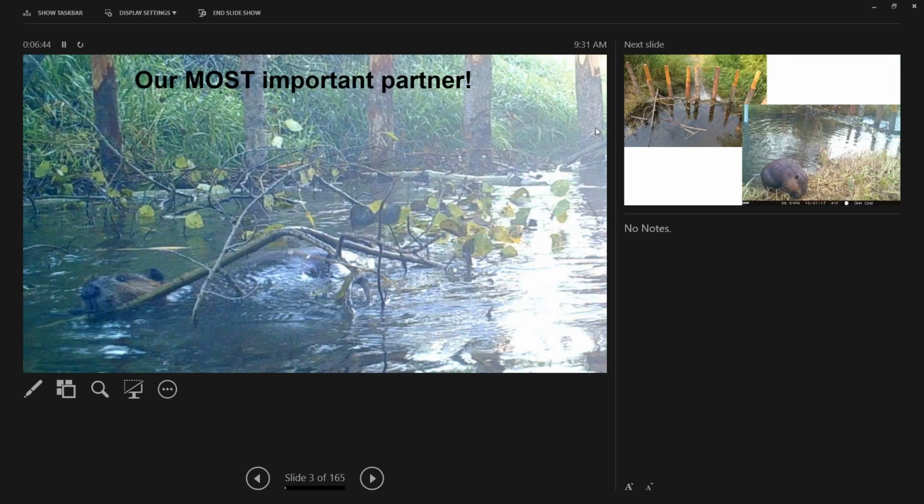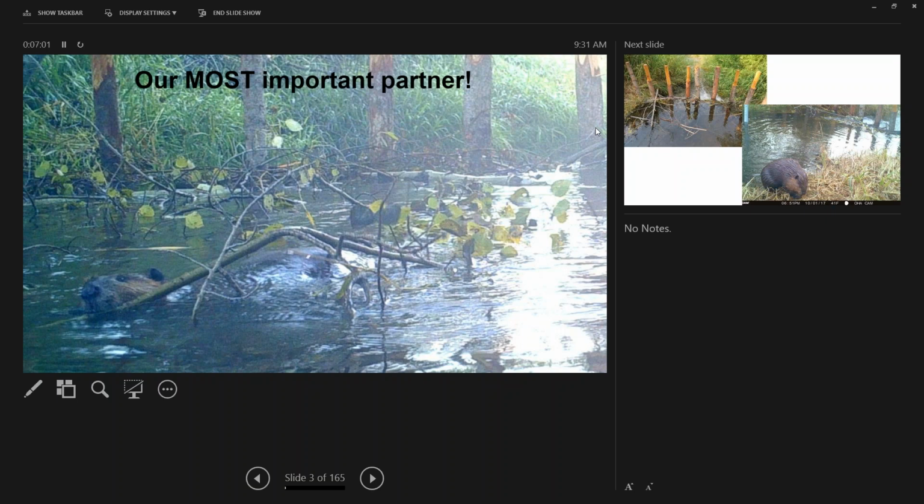Okay, and our most important partner, the beaver. The site that I'm going to talk about used to have beaver and large beaver ponds filled with trout, heron rookery, amazing high quality wetland. And the beavers have been gone for a long time.